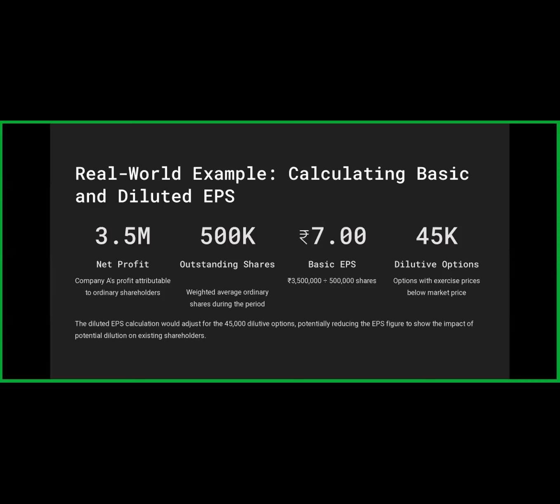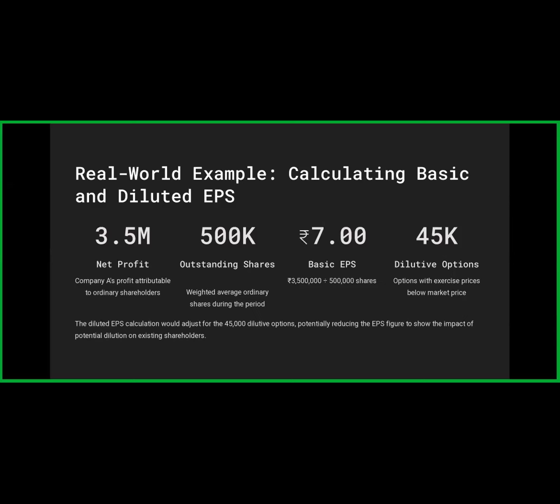Okay, if I hold 1000 shares, then my earning is 1000 into 7 is equal to 7000 rupees. So this is how we calculate the basic EPS. Now, because of the convertible securities, the 45k, that means 45,000 equity shares get increased because of the dilution of that marketable security into equity shares. Now the outstanding shares are 5 lakh plus 45,000 is equal to 5 lakh 45,000.